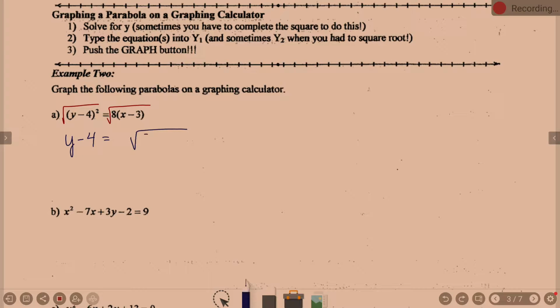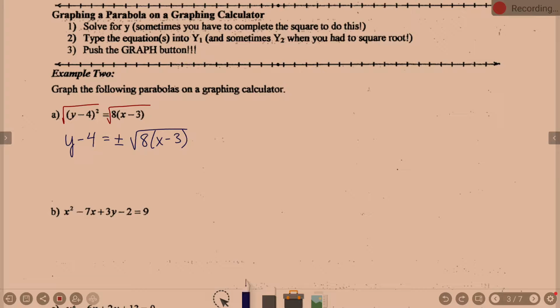The square root of 8 times x minus 3. Can we simplify that? Plus or minus. So, a couple of things here. First of all, you must get the plus or minus on there, because what did we just do? We took the square root in an equation setting. So when we take the square root of both sides, you have to throw a plus or minus in there.